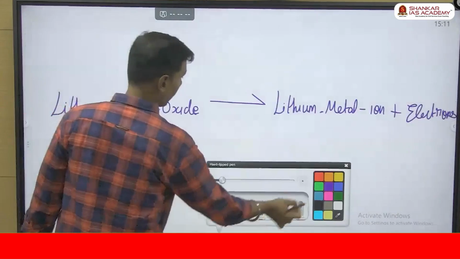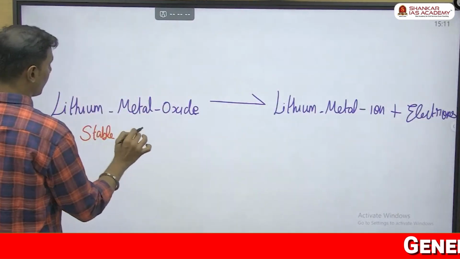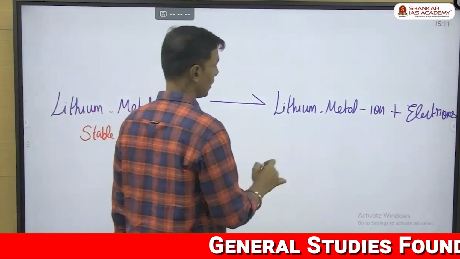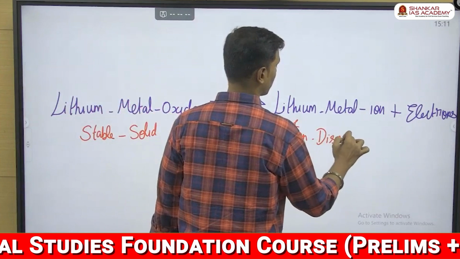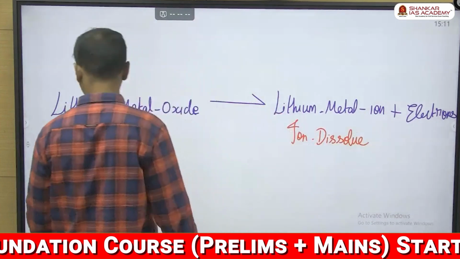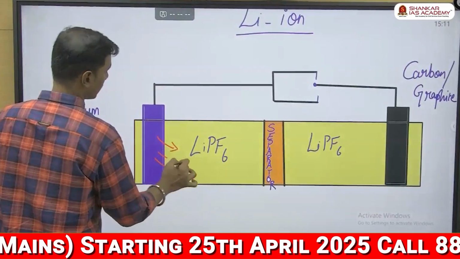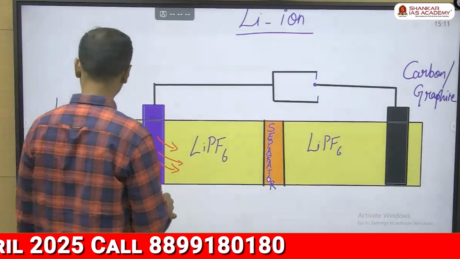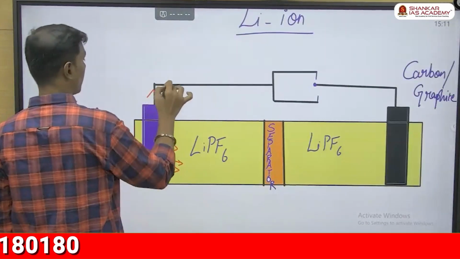Now lithium metal oxide, this is stable. If it is stable, it will be having which form? Solid. But this one, lithium metal ion, this is an ion. Ions can dissolve. This can dissolve in a solution. So when it is dissolving in a solution, slowly over time, this metal is dissolving because ions are increasing. Clear? And then the electrons that are generated here, they will start moving in this circuit.